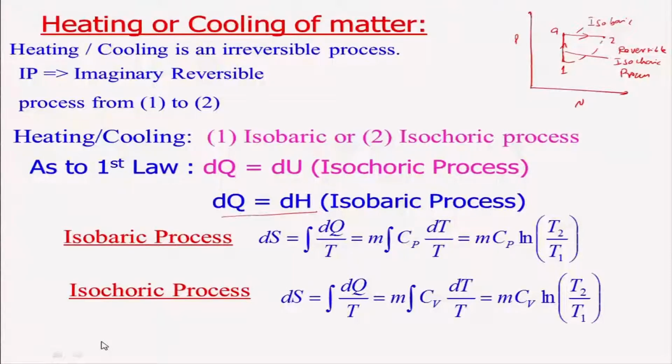That is, you are considering it as a reversible process and finding the entropy change. Similarly, for the isochoric process you have dq by T, and we know that dq for an isochoric process is nothing but du, which is mCv dT. Divided by T and integrated, it will be mCv ln T2 by T1. Keep in mind that we are saying Cv is constant, not a function of temperature. By this process you can find the entropy change for the isochoric process and the isobaric process.